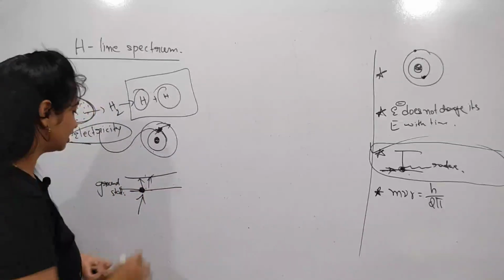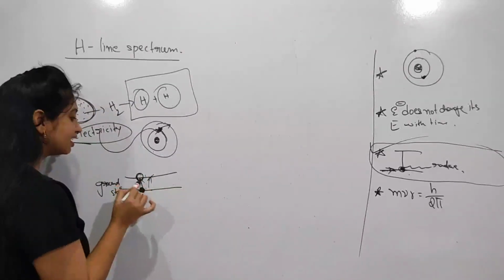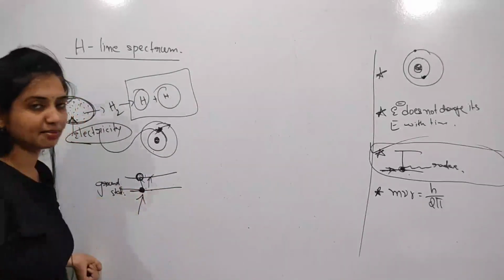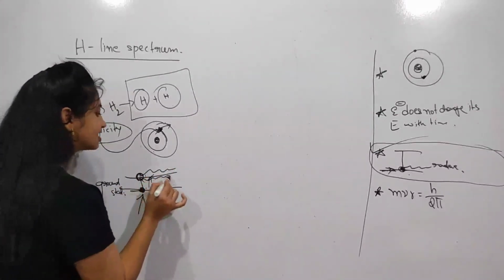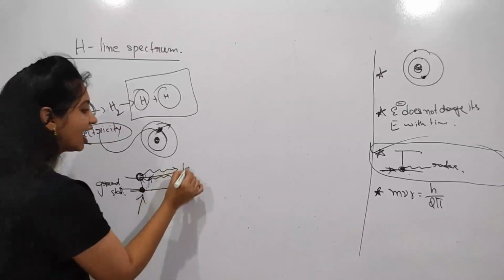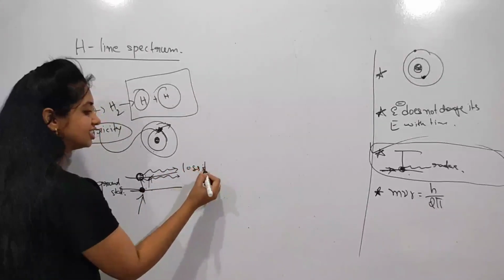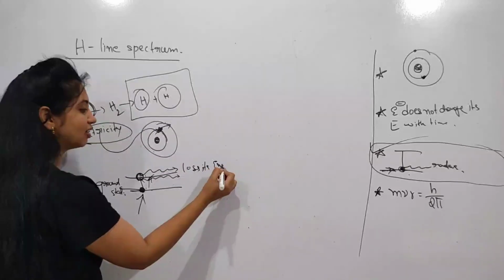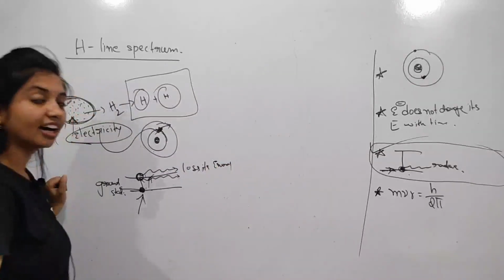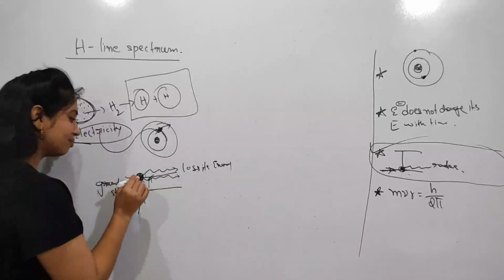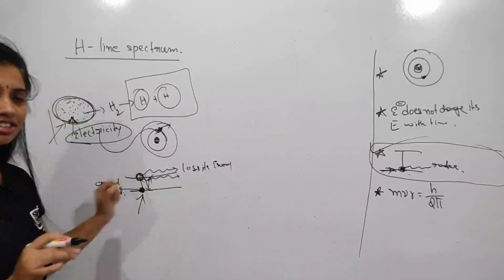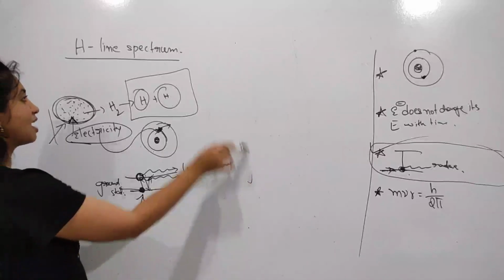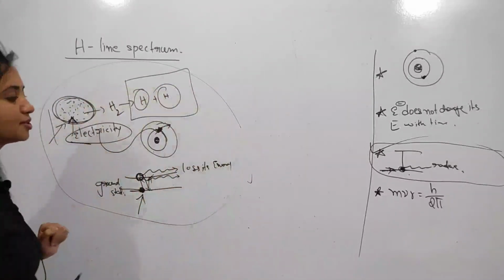Then it becomes unstable. It emits the radiation and loses its energy. Then it comes back to its ground state or original state. This is what happens in a hydrogen spectrum.